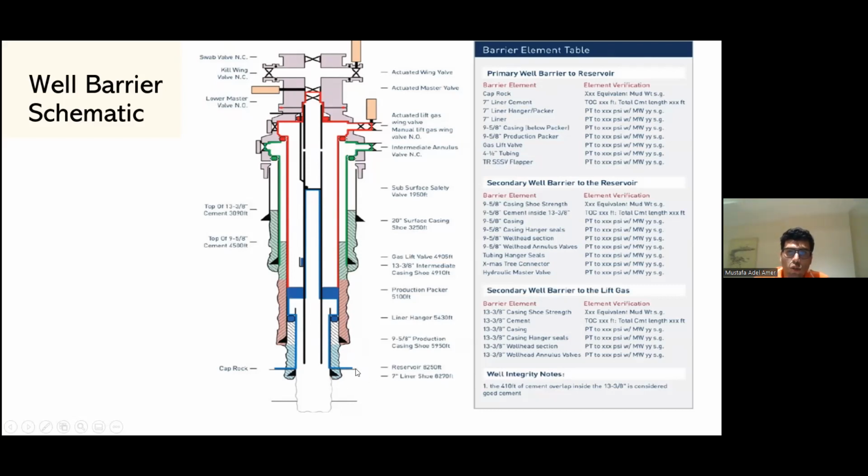The secondary barrier, you go to the casing shoe. This is the first thing you will face, the casing shoe of the 9 5/8 production casing. And then you'll see the cement of this casing as well, and then the 9 5/8 casing, and then you will go to the wellhead, and then you will go to the tubing hanger, and then the Christmas tree. The conductor is the secondary barrier.